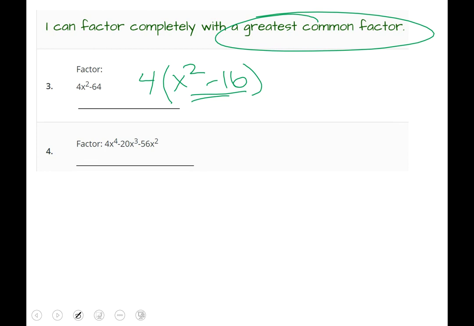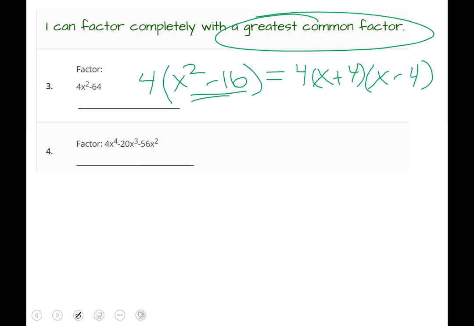I notice that that's a binomial, and it has square terms, so that means it's a difference of squares. The square root of x squared is x. The square root of 16 is 4. I make one a plus and one a minus. I'm going to factor 4 as well.